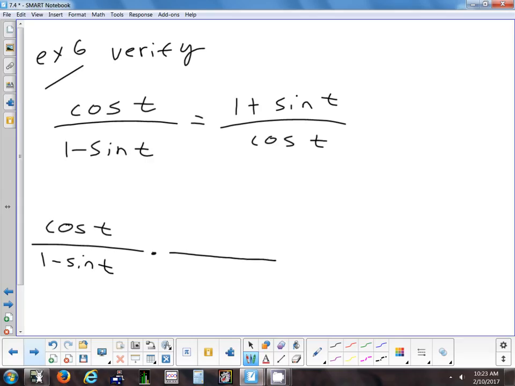So what would be the conjugate here? Would I be working with the top or the bottom? Bottom. Yeah, the bottom. Its conjugate has to have at least two terms. And what would be the conjugate of what's in the bottom? Yeah, 1 plus sine. So we're going to multiply this out, but I'm only going to multiply it out in the bottom.